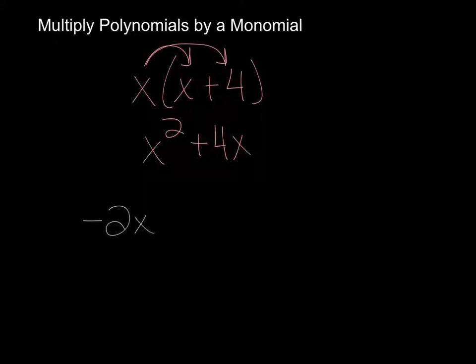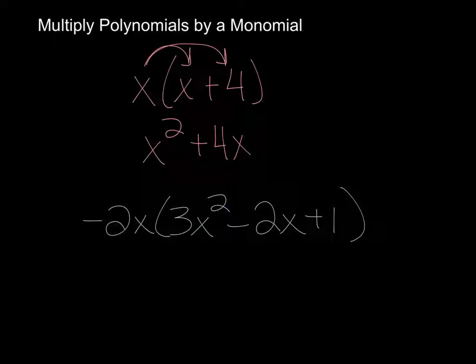Let's say I have negative 2x times the quantity 3x squared minus 2x plus 1. Again, we're going to distribute. So negative 2 times 3x squared. Take this one thing at a time. Do your numbers. Negative 2 times 3 is negative 6. X times x squared is x cubed.